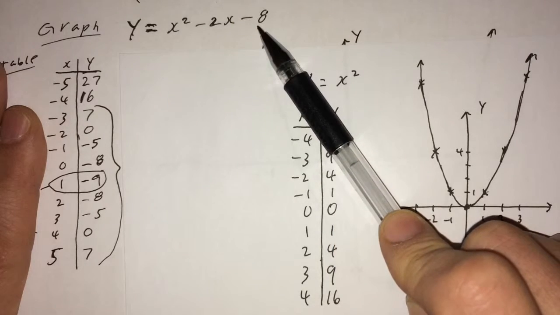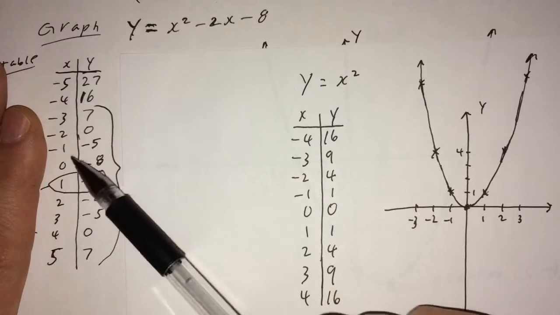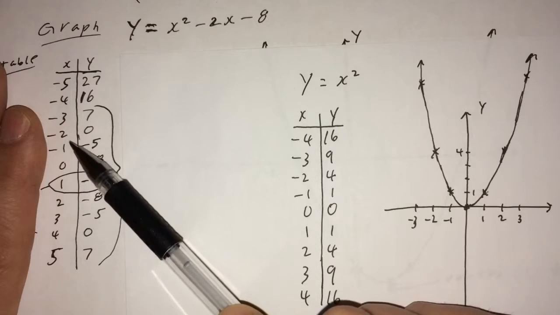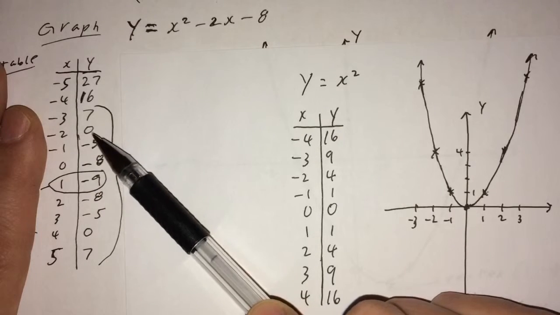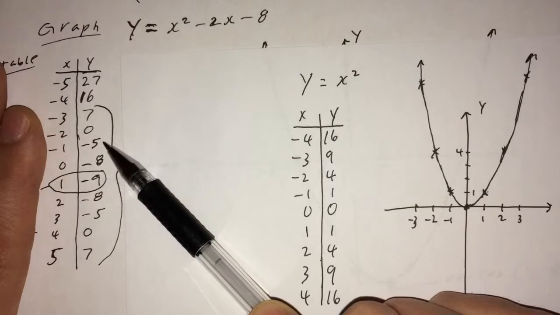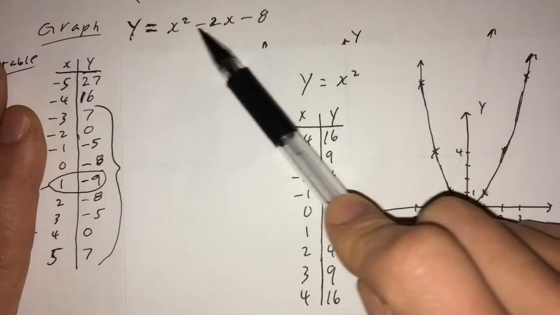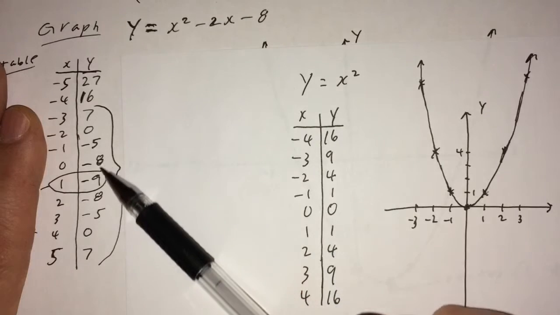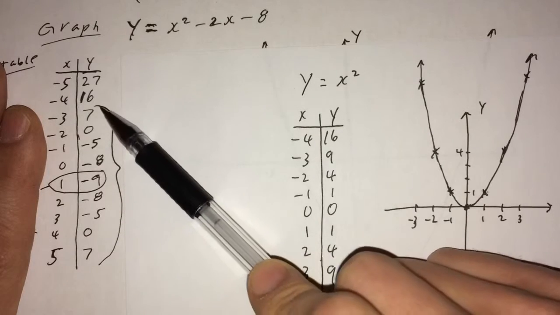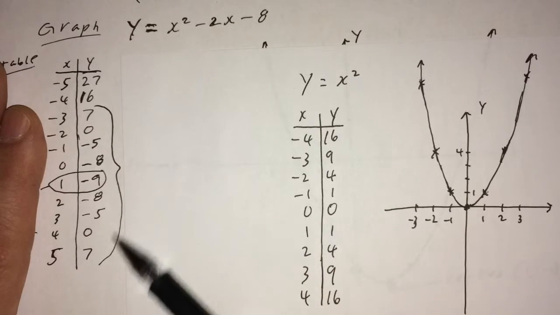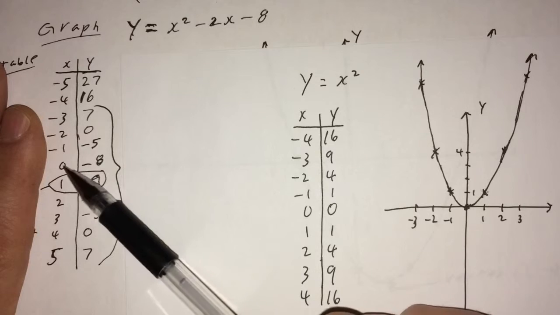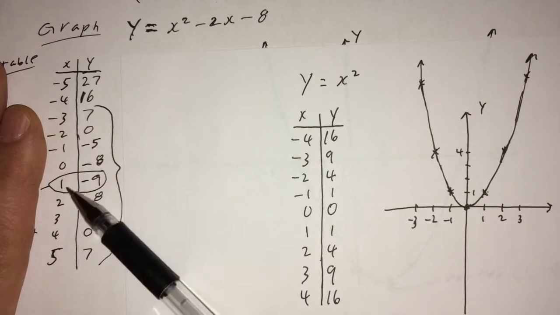Minus 8 is -5. So when I plug in -1, I get -5. You keep doing that for plugging in all these x values, and you get these y values here. When you get this table of values, you notice some symmetry again, but the symmetry is not at 0. The symmetry is around here.